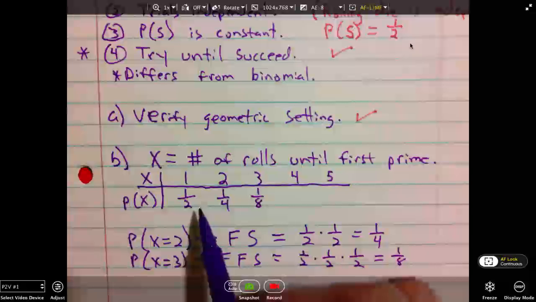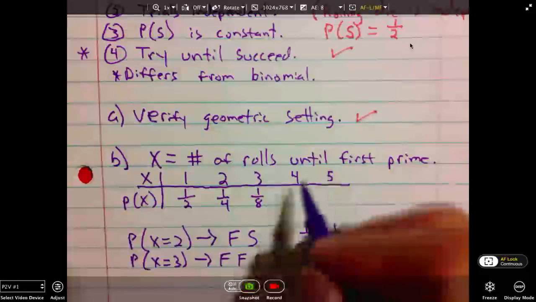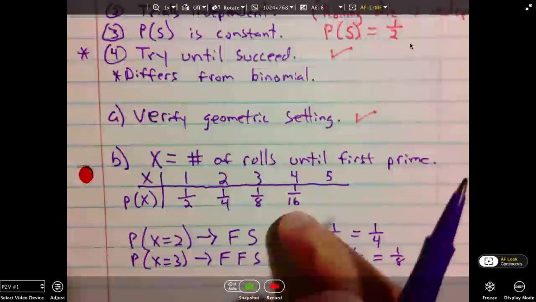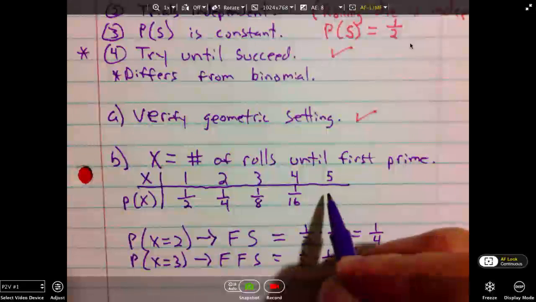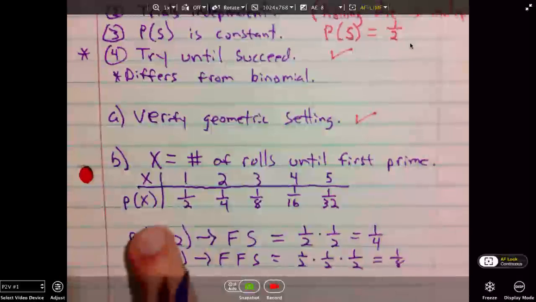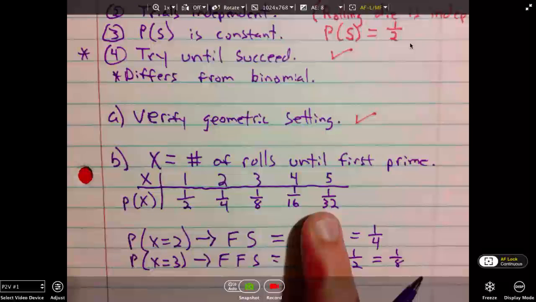And I hope that you can see the pattern that's developing. This is 1/2, this is 1/4, this is 1/8. The next one will be 1/16. That is 3 fails and then a success. It's still 1/2 to the 4th power. And then the first success being on the 5th roll is 1/32. So this is my PDF for the first 5 rolls.